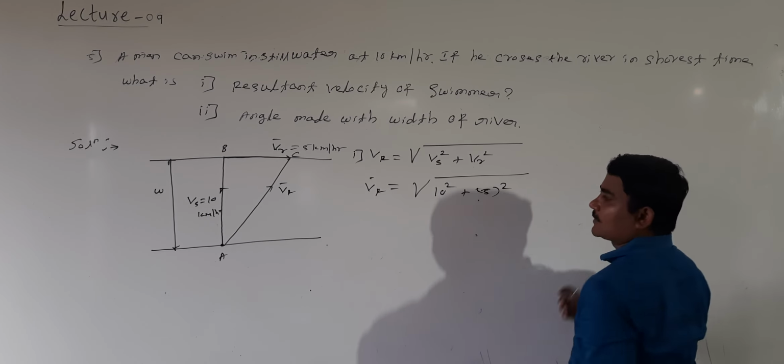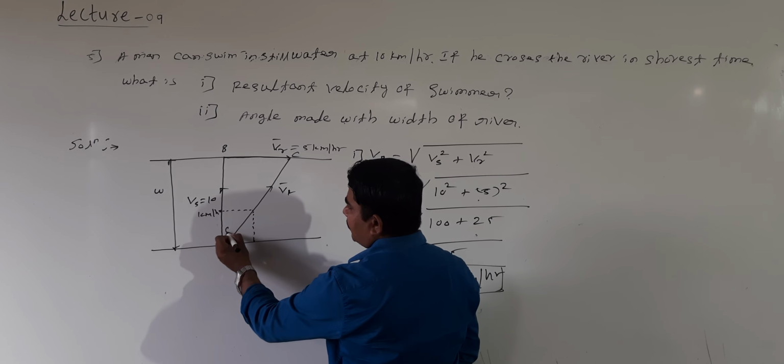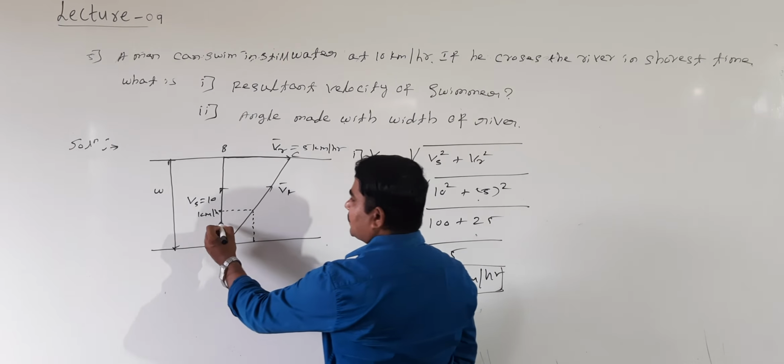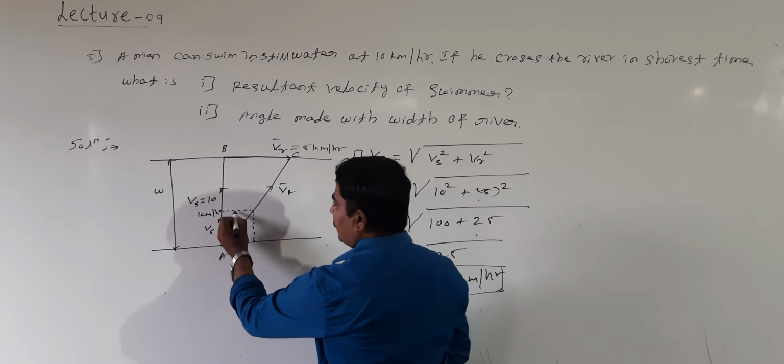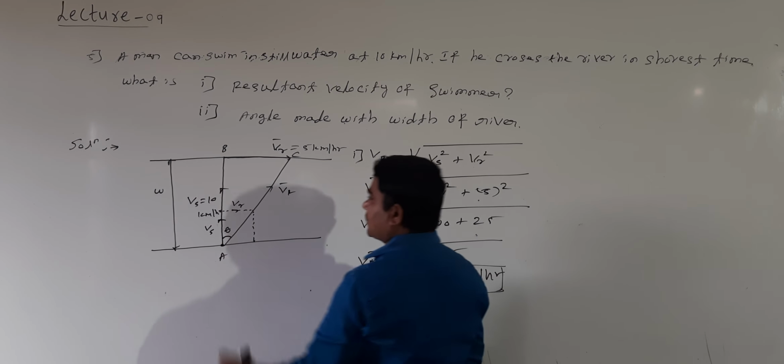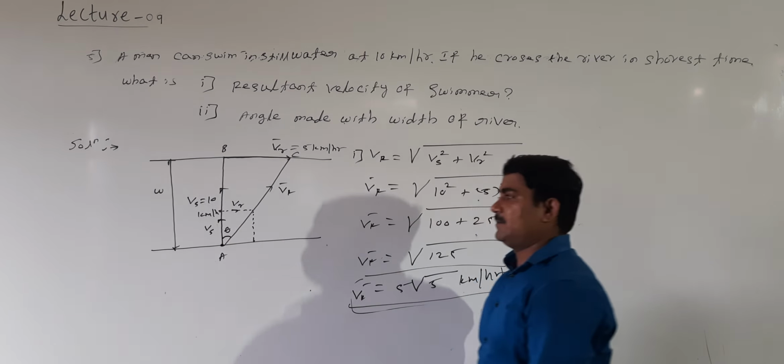Then what is being asked? The angle made with the width of the river. See here, I can make a parallelogram like this. This is the angle made with the width of the river, theta. This is the velocity of the swimmer, and this is the velocity of the river in this direction. This is the angle made with the width of the river. Tan theta, then how to write? Shall I solve directly here?